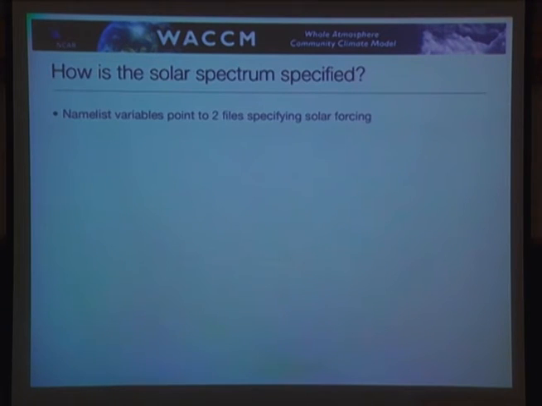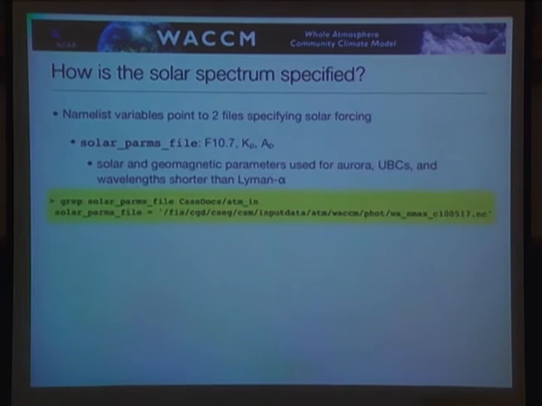Okay, next question: how is the solar spectrum specified in WACCM? There are namelist variables that point to two files that specify the solar forcing. The first one is called the solar parms file, and this has geomagnetic and solar parameters, F10.7, Kp, Ap indices, that are used for aurora, upper boundary conditions, and generally wavelengths shorter than Lyman alpha in calculating heating rates, etc.